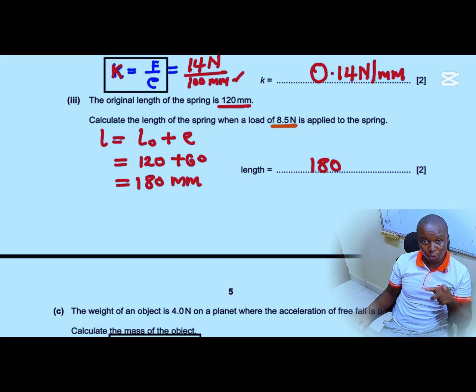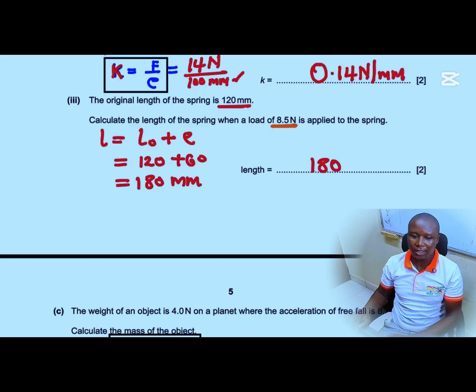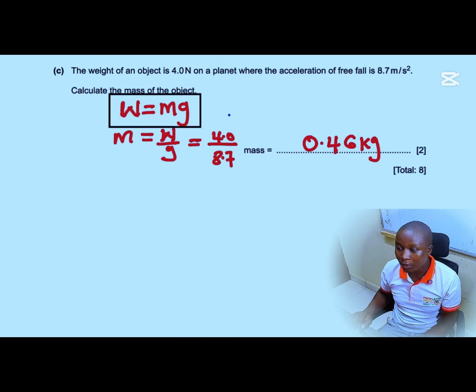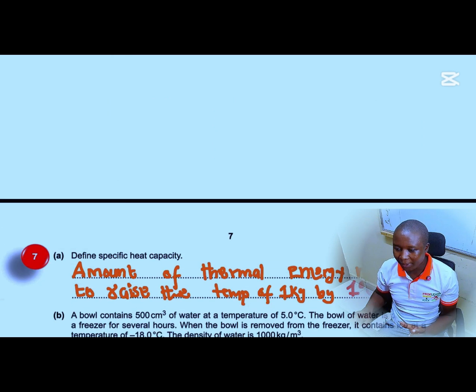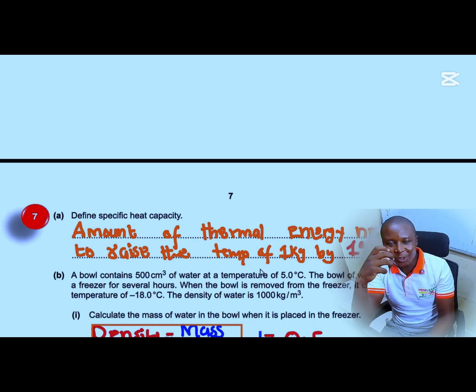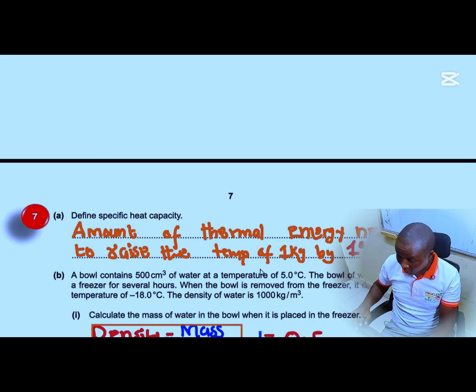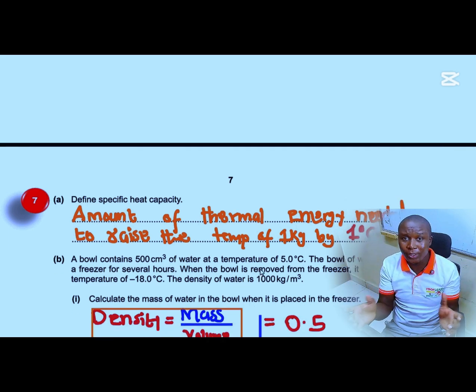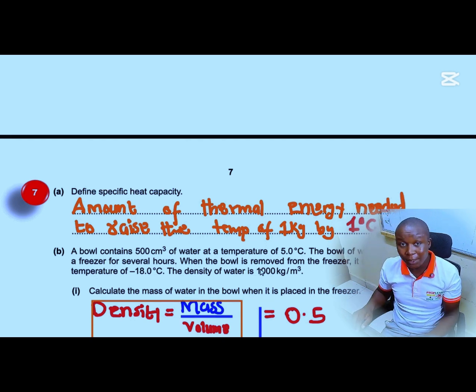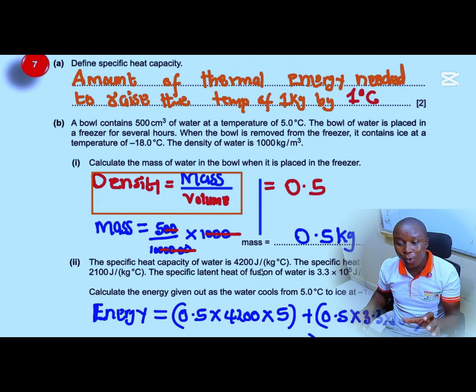Whereby we are supposed to move to the next part. We were to move to the part where we are talking about the specific heat capacity, and then you are supposed to state what we mean by the term specific heat capacity. So when you are asked during your May-June exams, you are going to say this is the amount of thermal energy required to increase the temperature of a substance by 1 degree Celsius.